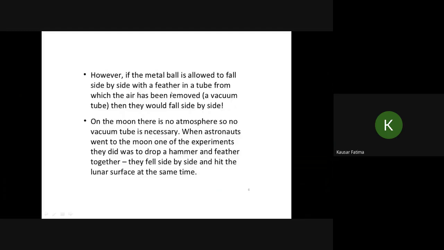However, if a metal ball is allowed to fall side by side with a feather in a tube from which the air is removed, it means the tube is evacuated, then they would fall side by side and hit the ground at the same time. On the moon, there is no atmosphere, so no vacuum tube is necessary. When astronauts went to the moon, one of the experiments they did was to drop a hammer and a feather together. They fell side by side and hit the lunar surface at the same time because there was no air resistance to affect the motion of the falling objects.